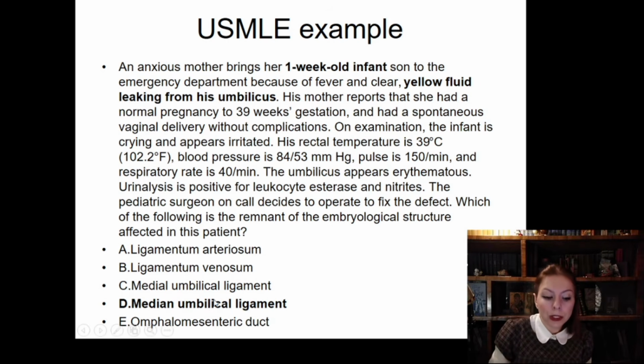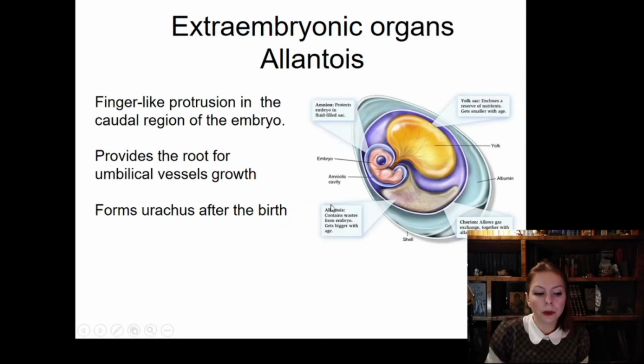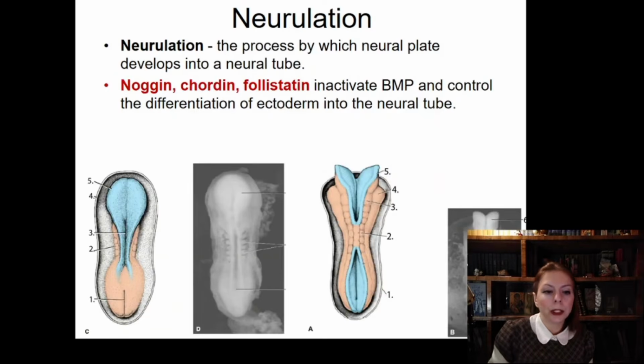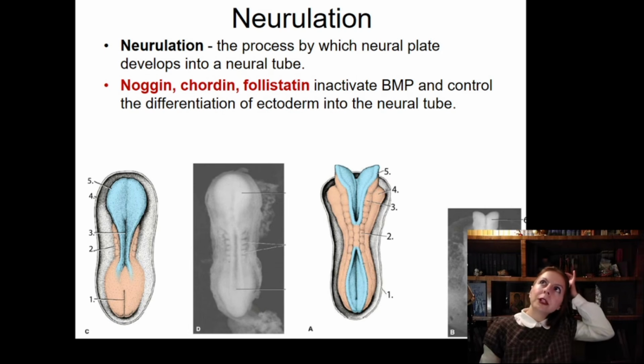But in case it persists, the urine might be leaking from the umbilicus in infants. So you have to understand why. You have to understand the function of the allantois. Okay, so the allantois communicates a part of the urinary bladder with the umbilical cord. Okay, then we approach the next important process, the neurulation.